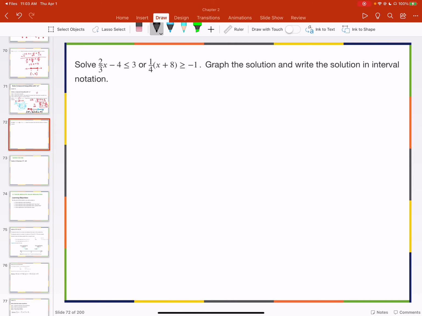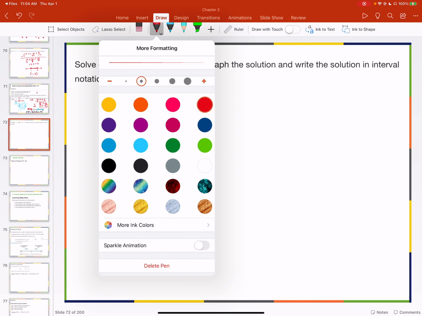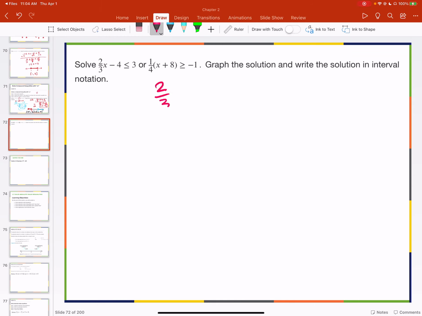Let's do another one here. I'll do the colors. Why not? I like colors. Okay. Maybe I should use pink because I like pink. Okay, pink. 2/3 x minus 4 less than or equal to 3. Or, and then 1/4 x plus 8 greater than or equal to negative 1.